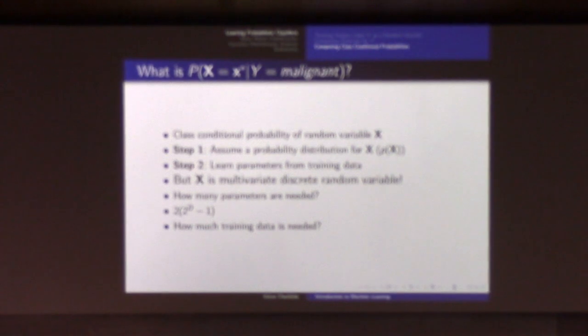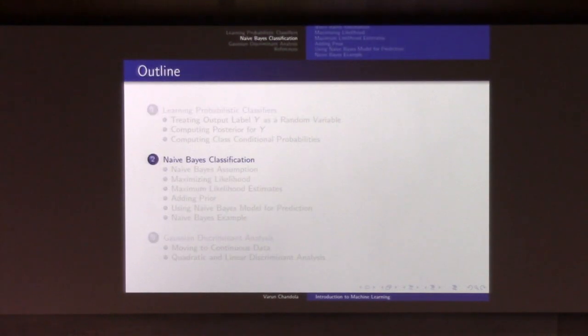So that motivates our next topic. This is pretty much what I said today. Now we will look at a classifier called the naive-Bayes classifier, which tries to alleviate that problem. So what was the problem?